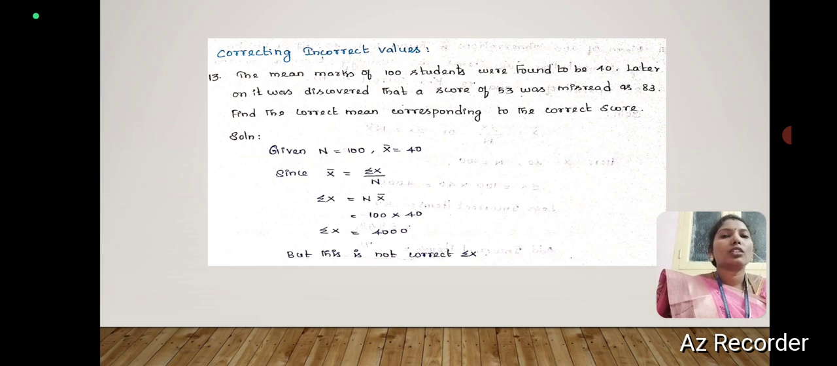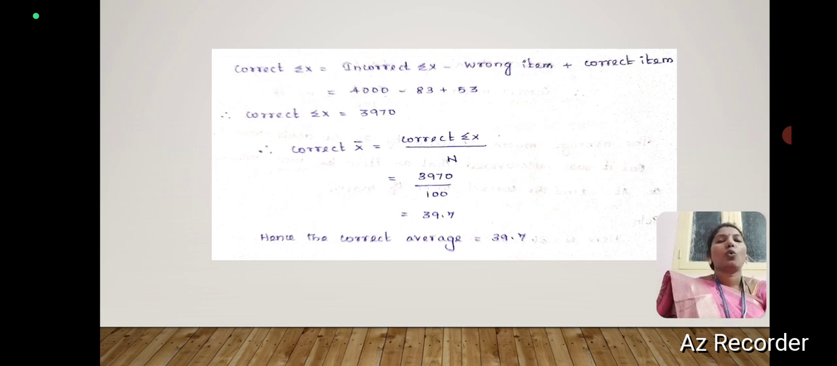So we already know the formula for arithmetic mean, that is x bar equal to summation x divided by n. So we know the value of summation x. So n into x bar equal to 100 into 40. Therefore summation x value is 4000, but this is not the correct summation x because the values were misread. So this is not the correct summation x. So we have to find the correct summation x.